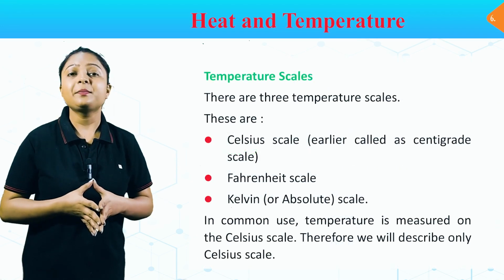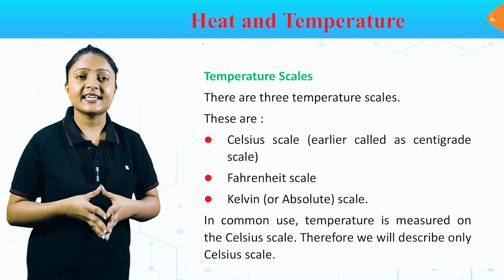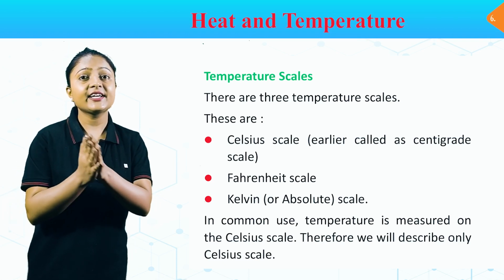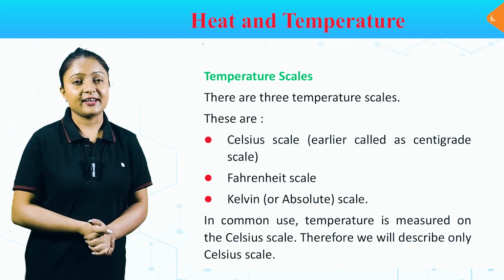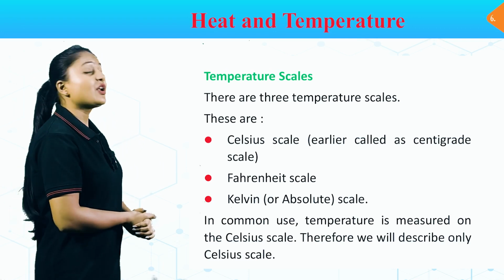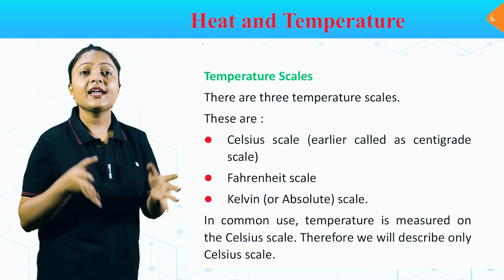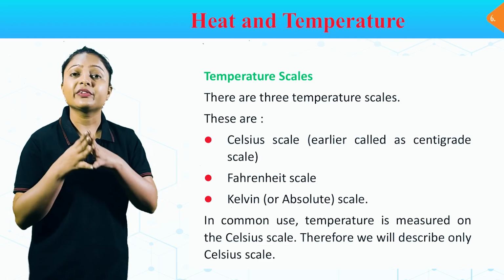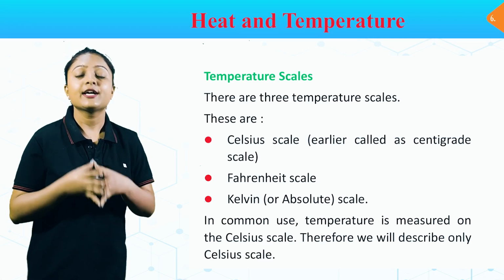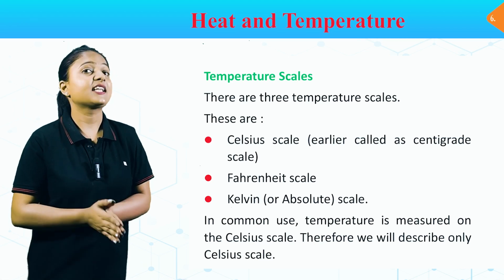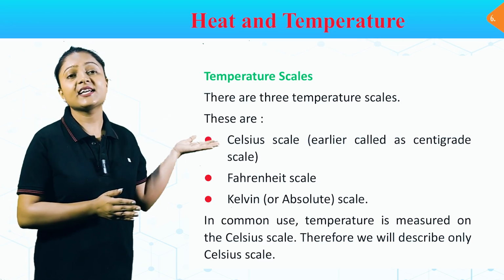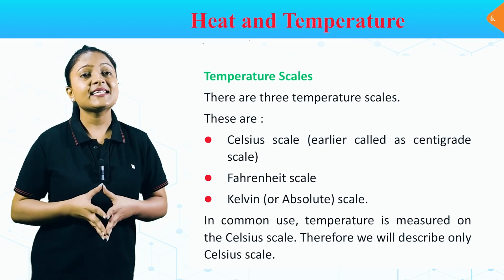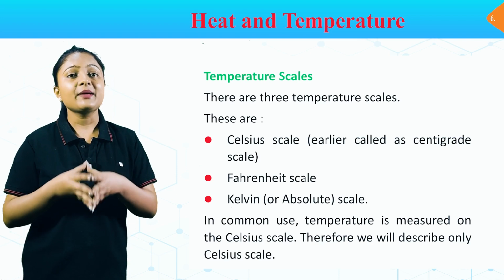Temperature scales. अब temperature के लिए कौन कौन से scales होते हैं? Let's see. These are the Celsius scale, earlier called the centigrade scale, the Fahrenheit scale, and the Kelvin or absolute scale. In common use, temperature is measured on the Celsius scale. Therefore, we will describe only the Celsius scale. तो हम हमेशा ज़्यादातर केसेस में सेल्सियस स्केल का यूज करते हैं टेम्परेचर को नापने के लिए. इसलिए यहाँ पर हमने सेल्सियस स्केल को डिस्क्राइब किया है.